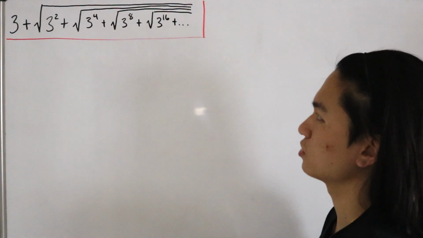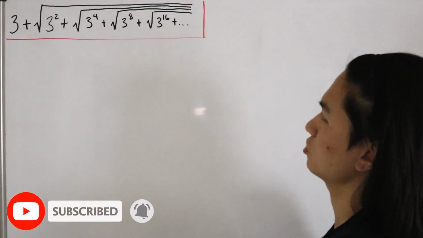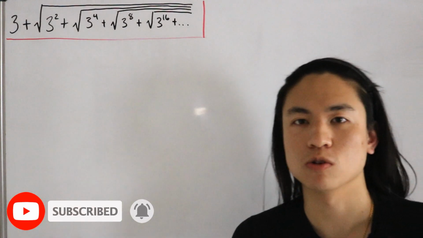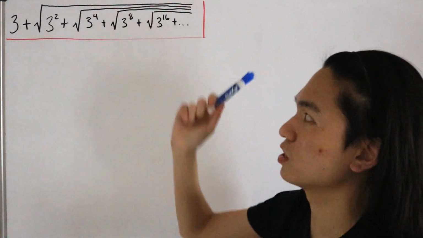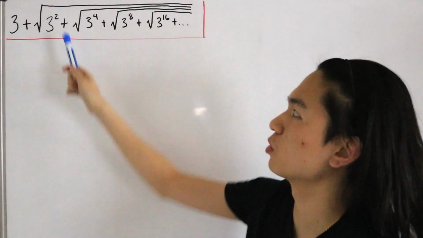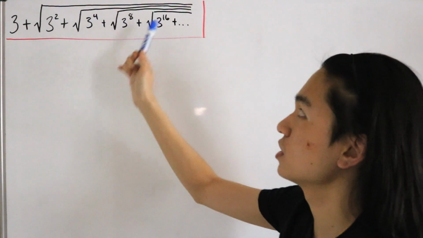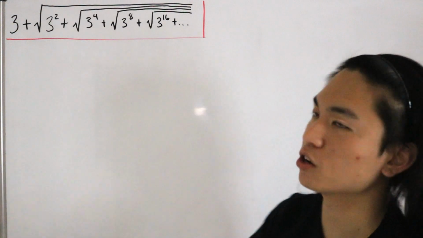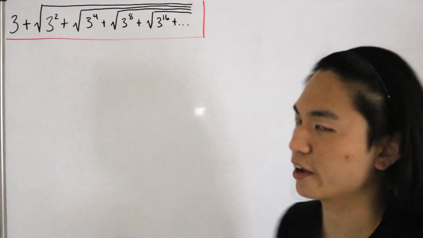So this is written as 3 plus the square root of 3 squared plus the square root of 3 to the 4th plus the square root of 3 to the 8th, so on and so forth. And so you notice that with the patterns of the nested radicals, the exponent actually doubles. So here we go to 2, double when we get to the next radical, 4, 8, then 16, and then 32, so on and so forth. It doubles, in other words. Probably looks hard at a glance, right?